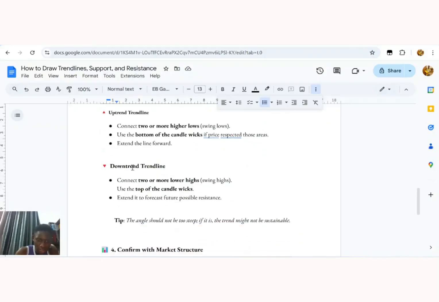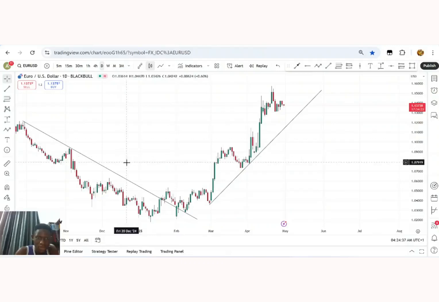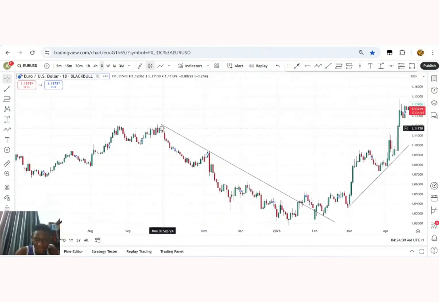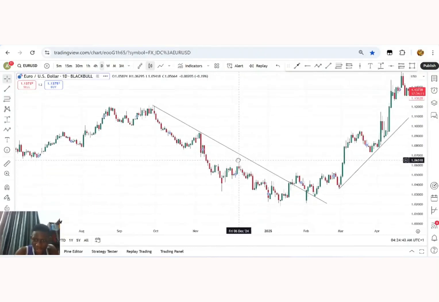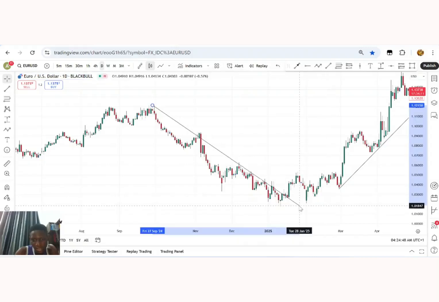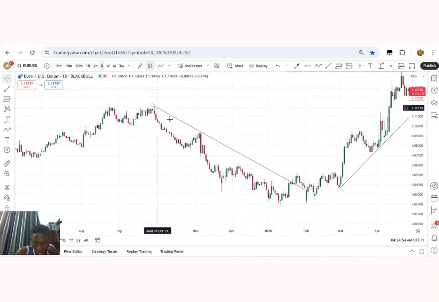The same for a downtrend, you connect two or more lower highs this time. So this is a high, this is a lower high, and this is a lower high. But now this cannot be within this trend. You see it cuts through the body. So what do we say? We say we connect the wicks. So me connecting this wick, this is what I want to do, and then I will watch and see what price will do in the future.